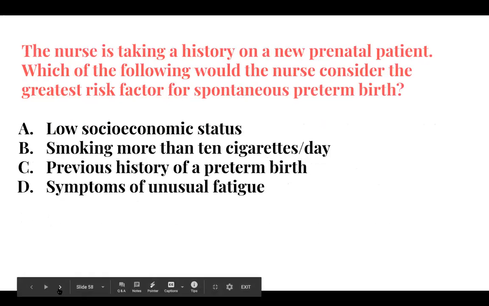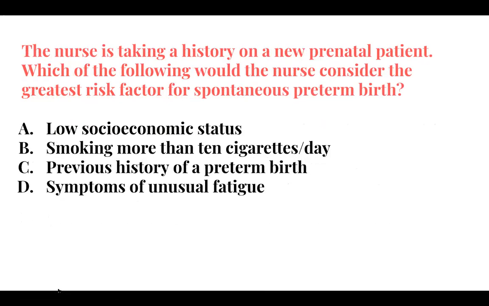So the nurse is taking a history on a new prenatal patient. Which of the following would the nurse consider the greatest risk factor for spontaneous preterm birth? So, a previous history of a preterm birth. While these other factors can indicate it, the previous history is the biggest factor contributing to it.